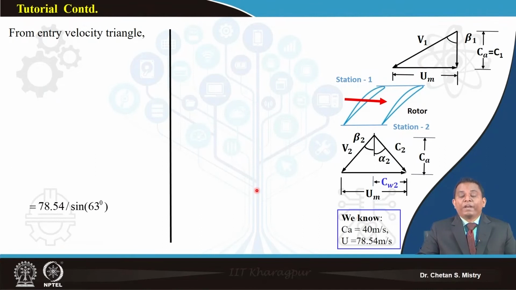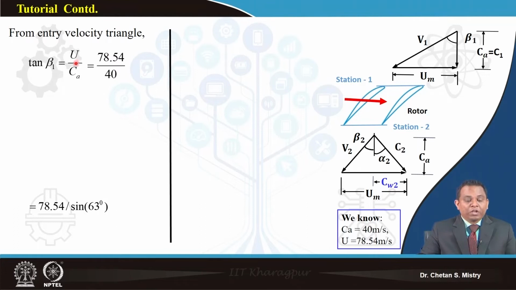Now we have our next parameter that needs to be calculated. We are looking for my V1, my relative velocity at the entry of my rotor. Based on my velocity triangle, I can write down tan beta 1, that is U by Ca, since my entry is axial. We know my peripheral speed now, and we know my axial velocity. If I put those numbers in, my blade angle at the entry is coming 63 degree.